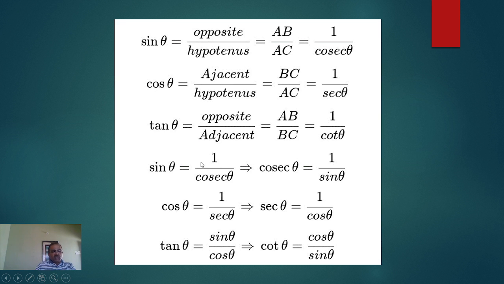Now just now we have discussed sine theta. Sine theta is equal to the opposite side over the hypotenuse, in the triangle it is AB upon AC, and its inverse is 1 upon cosec theta. Cos theta is adjacent upon hypotenuse, BC upon AC, and this becomes 1 upon sec theta. Tan theta is opposite upon adjacent side, AB upon BC, and its inverse is cot theta.